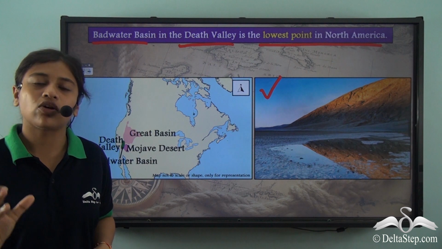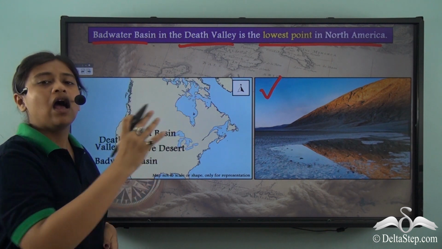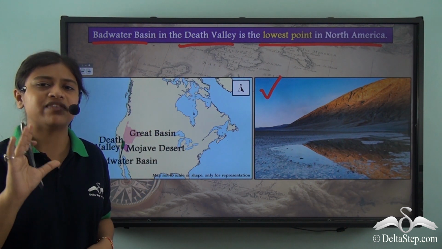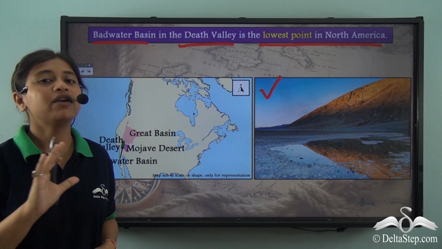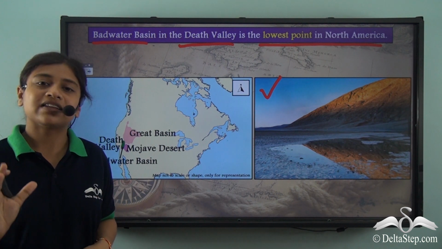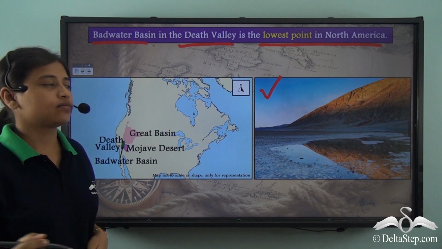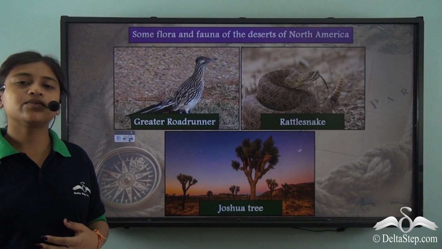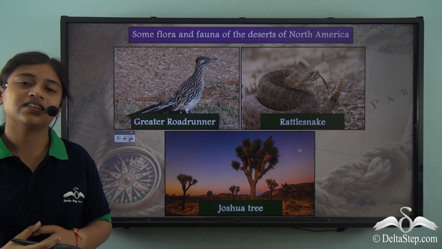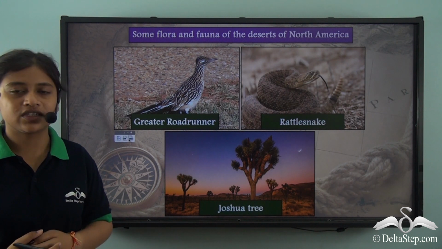We always find water in the Badwater Basin. However, this water is believed to be very saline and it cannot be used for any purpose. That is why the name Badwater Basin. So those were some very important deserts in the western part of the continent.